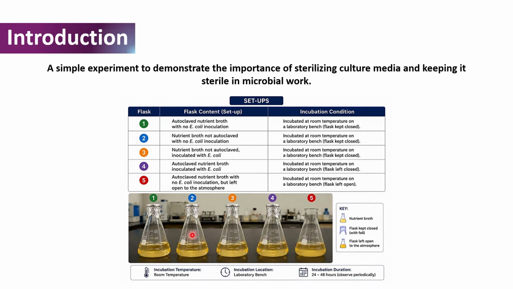coli inoculation, and the second flask or setup over here contains an autoclaved nutrient broth with no E. coli inoculation. The third flask here contains an autoclaved nutrient broth with E. coli inoculation, and the fourth flask over here contains autoclaved nutrient broth with E. coli inoculation, and the fifth flask over here contains autoclaved nutrient broth with no E. coli inoculation but left open to the atmosphere as shown here.